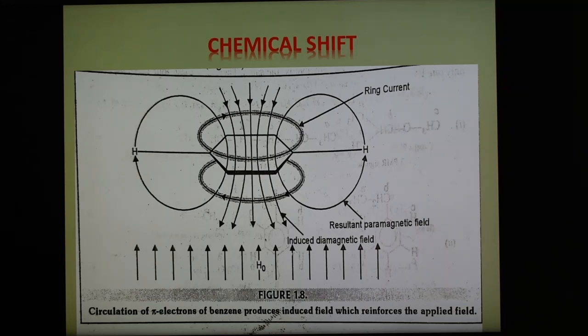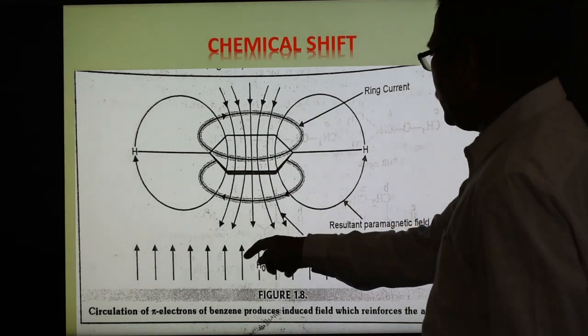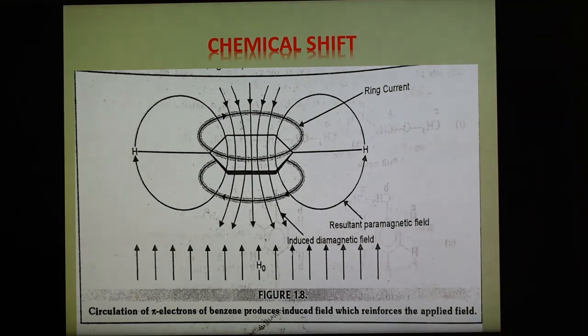which reinforces the applied field. This is shown as the induced diamagnetic field, and this is the resultant magnetic field. So the induced magnetic field reinforces the applied field. This is shown in the case of benzene, and here is another example of circulation of pi electrons in benzene.